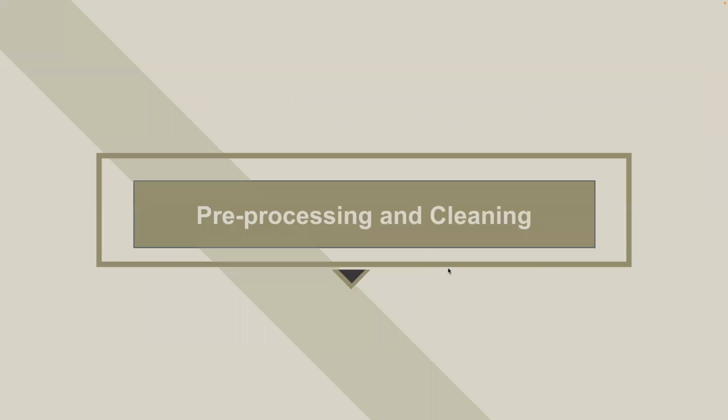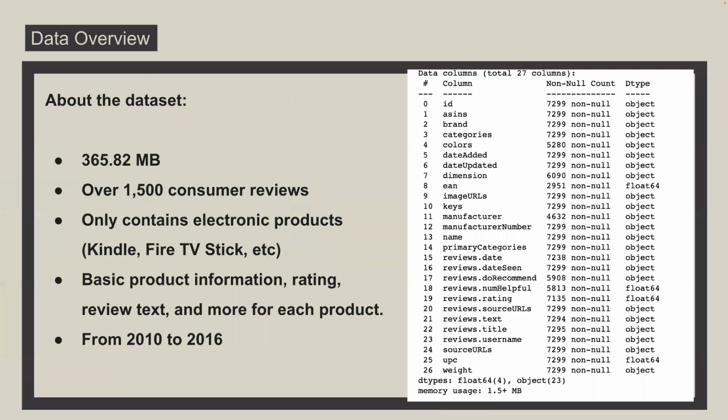Moving to data cleaning and pre-processing. A quick overview about my data set. I linked the data source in the reference page at the last slide. So my data set contains 365 megabytes and over 1,500 consumer reviews. When I look at primary categories, it contains only electronic products like Kindle, Fire TV.